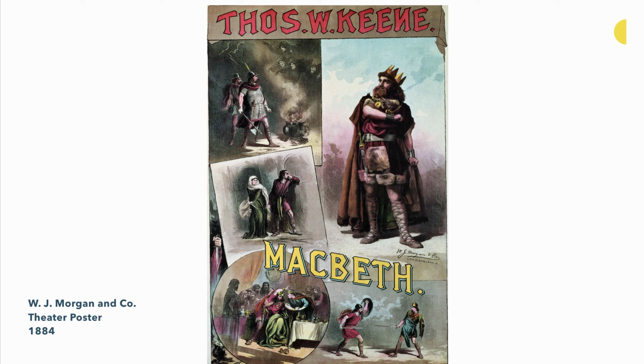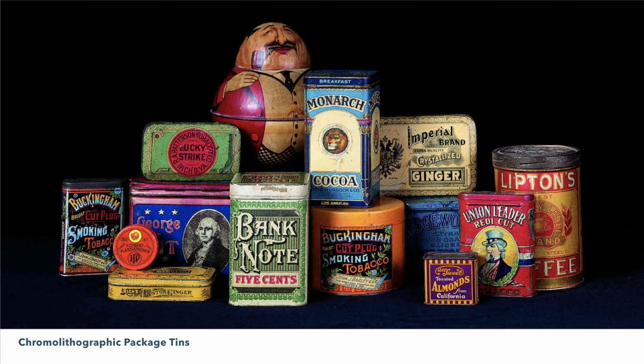This is a theater poster where montage illustrations become overlapping planes with varied scale and spatial depth. Package designs chromolithographed on tin for food and tobacco packages use bright colors, elaborate lettering, and iconic images to create a really emblematic presence for a product.